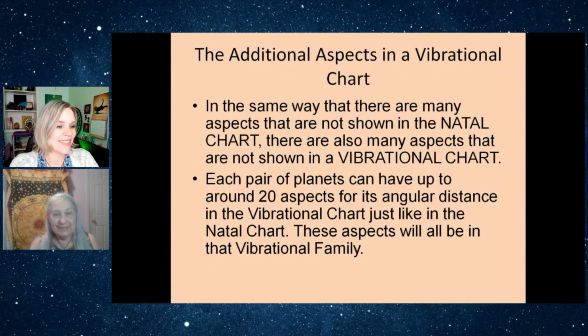Okay. Yes. The additional aspects. In the same way that there are many aspects that are not shown in the natal chart, there are also many aspects that are not shown in a vibrational chart. Each pair of planets can have up to around 20 aspects for its angular distance in the vibrational chart, just like in the natal chart. These aspects will all be in that vibrational family.